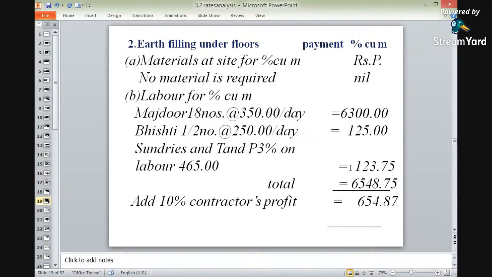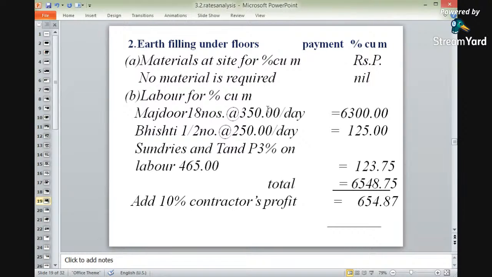Next is the earth filling under floors. Filling materials, again, this is material at site, so no materials required. Labor required for filling is nothing but mazdoors. How many mazdoors will be required for filling purpose? 18 numbers will be required. Earthwork in filling requires 18 mazdoors.